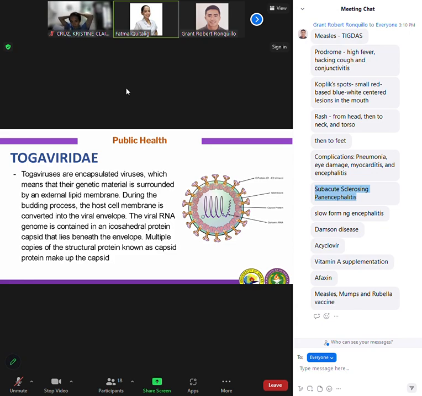So lastly is the budding process. So the nucleocapsid interacts with viral envelope proteins which are expressed on the host cell membrane. So this interaction leads to the budding of new virus particles from the host cell. During the budding process, the viral envelope is acquired from the host cell membrane, and the mature virus particles are released into the extracellular space. So under Togaviridae, meron tayo next.